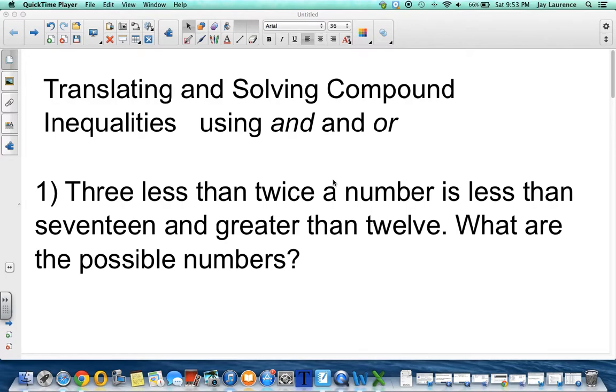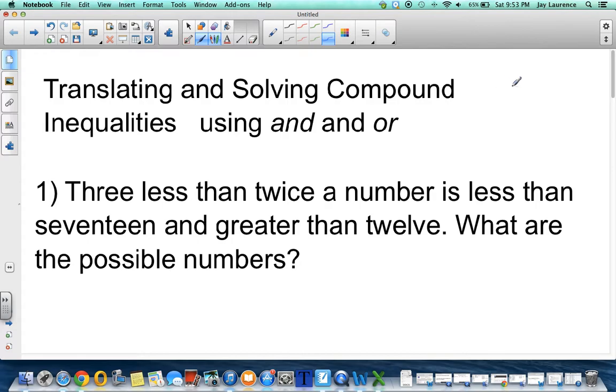And in this video, we're going to be translating and solving compound inequalities using and or or. And you might be thinking, Mr. Lawrence, what is a compound inequality? Well, it's just going to be two inequalities joined together by the word and or or. And the number line graphs are going to be pretty cool because they're usually going to end up looking something like this on the same number line. Okay, or they might look something like this on the same number line.